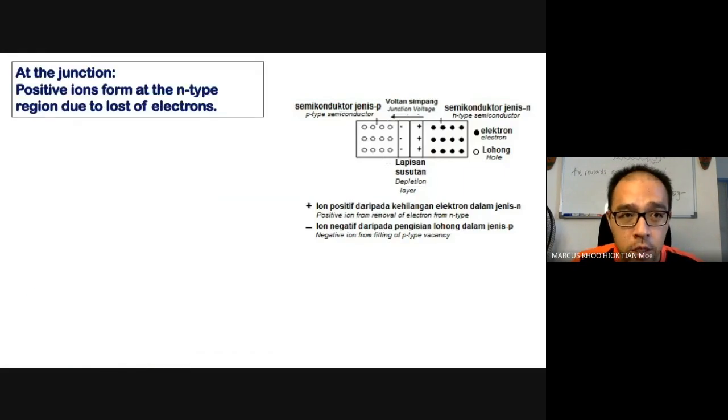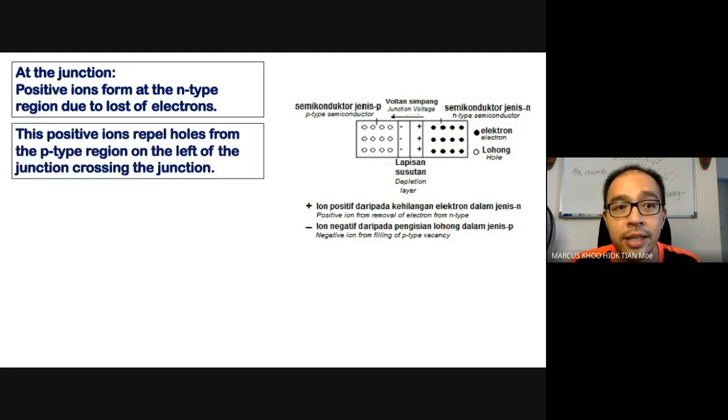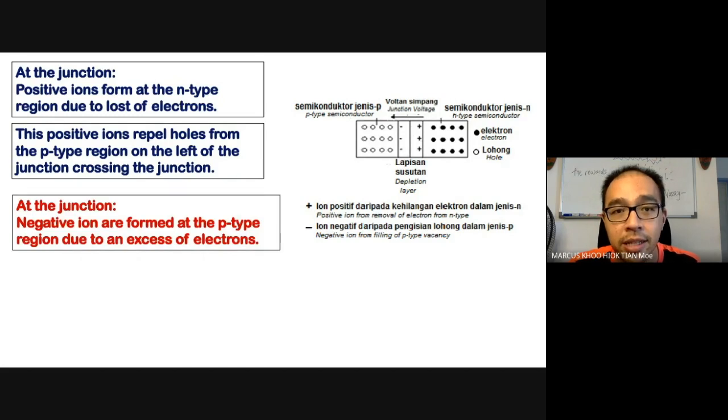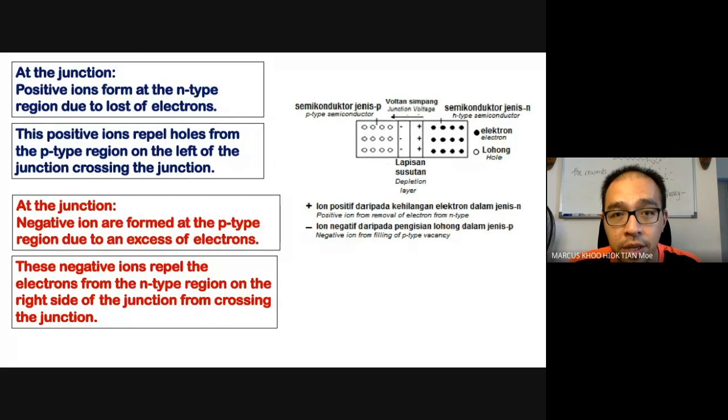Okay, so at the junction, the positive ions form at the n-type region because they lose the electrons. Then the positive ions here repel the holes. Okay, they cannot join. At the junction, the negative ion is here because the electrons jump over. Mereka tertarik kepada lubang lah, obviously. But because of that, the negative ions here will repel the electrons from crossing over. So this first layer is very important, which is why we call this the depletion layer.